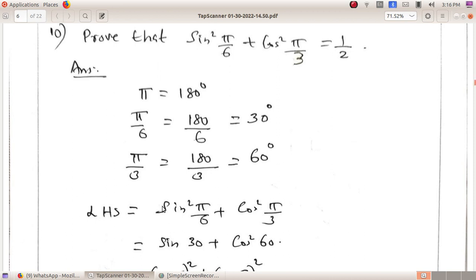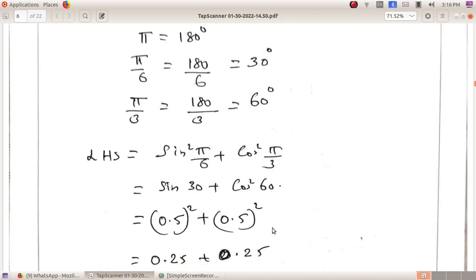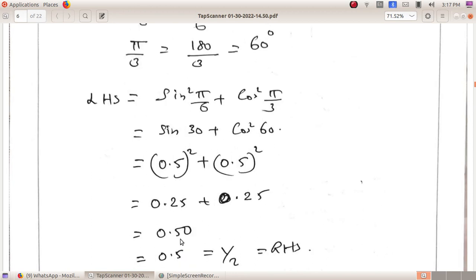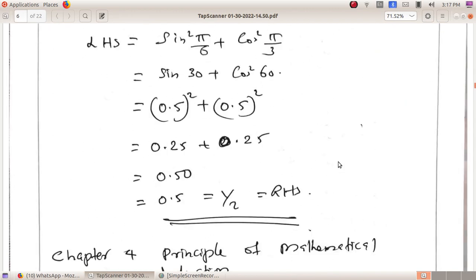So the left hand side is sin square pi by 6 plus cos square pi by 3, which means sin square 30 plus cos square 60. Okay, this is sin square. By using a scientific calculator, you press sin 30, then you get 0.5. Cos 60 also means 0.5. Then squaring, 0.5 square means what? 0.25 plus 0.25, which is 0.50. 0.50 means 0.5, which is half. Half means the right hand side, therefore it is proved.